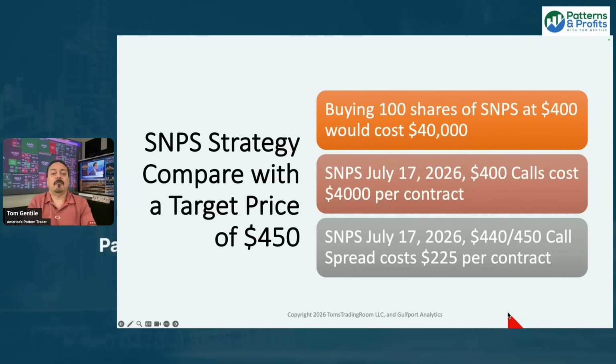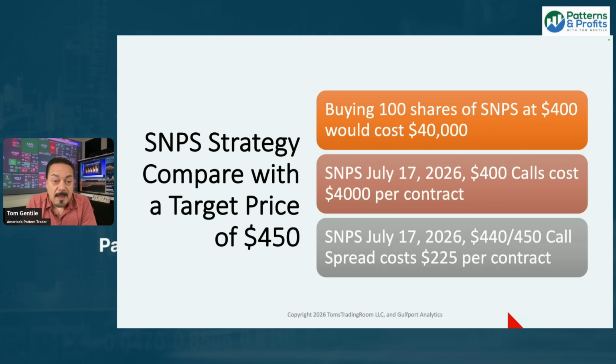So if I looked at Synapses and I want to compare this with a target of 450, if I bought 100 shares today and it's trading around 400, it would cost me $40,000 to have 100 shares of stock. Now, if we went to 450, that would be a $5,000 return. $5,000 return on a $40,000 trade. There's your 14%. But if I bought the 400 calls, that cost me $4,000 a contract.